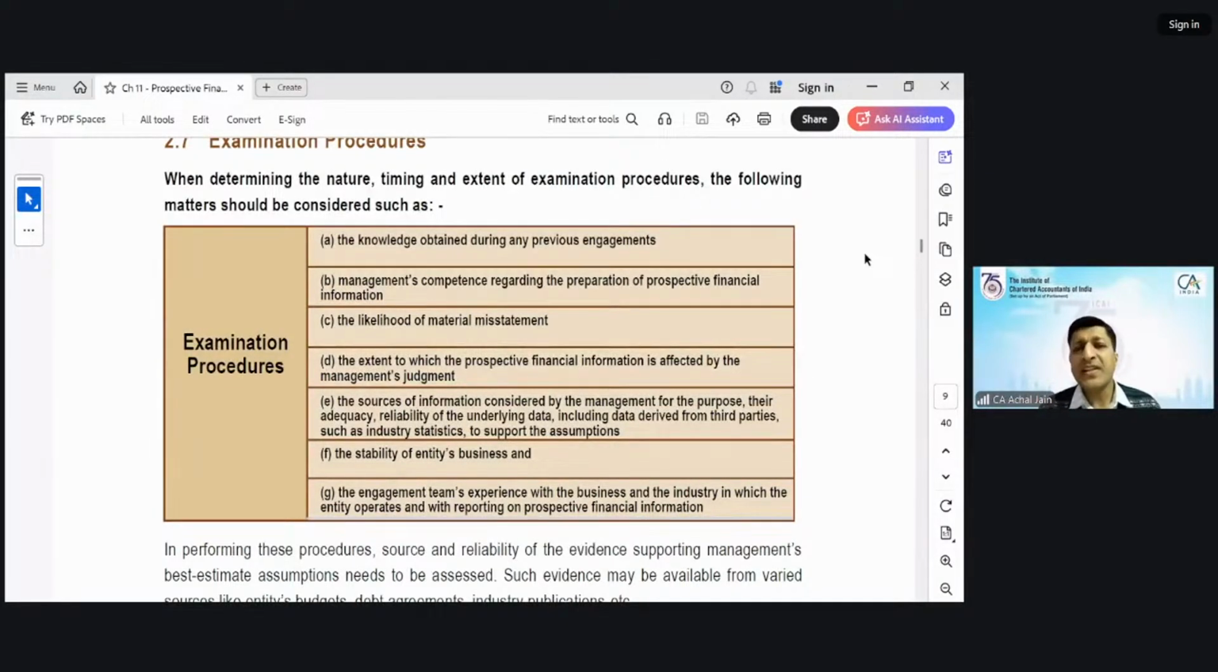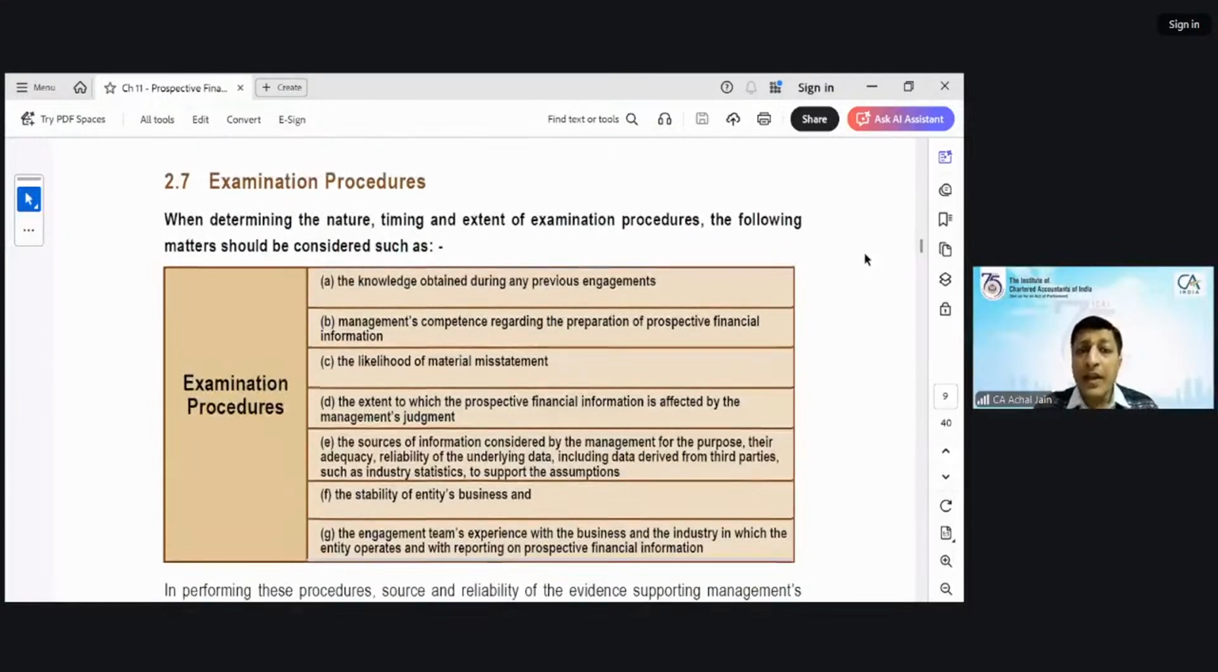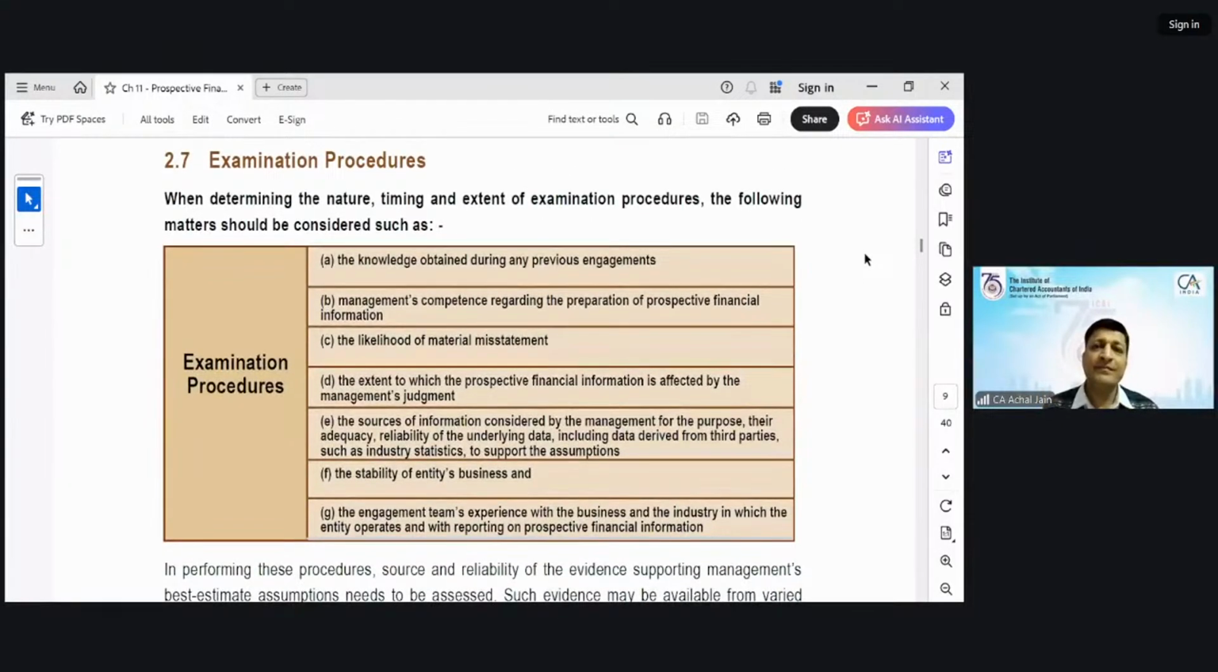Now, as regards the examination procedures, I think we have already talked about it. But some of the things we talked about will always require an understanding of the entity to begin with. And again, because we are talking about an engagement, like any other engagement, you will need planning. Planning is a must. Without planning, you may not be able to achieve the desired objective.